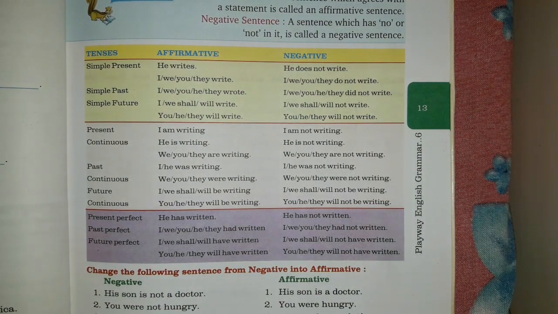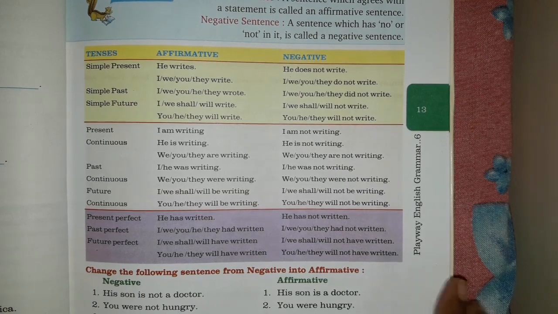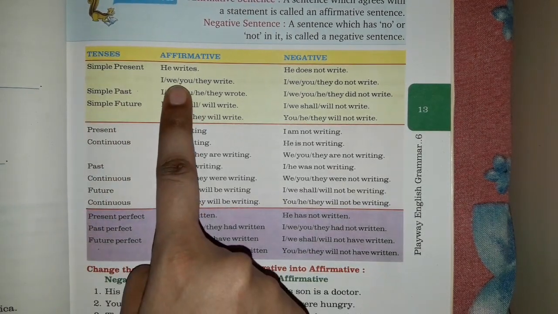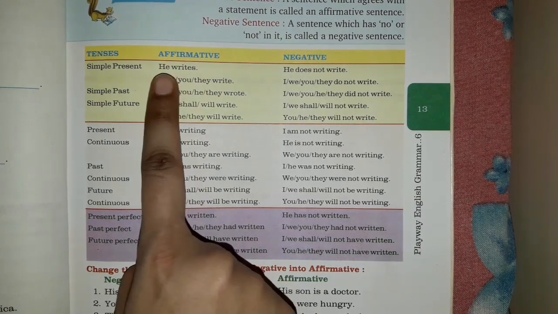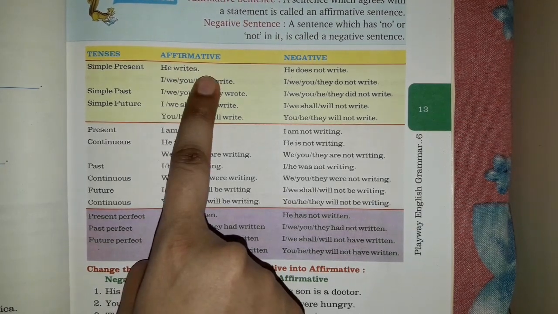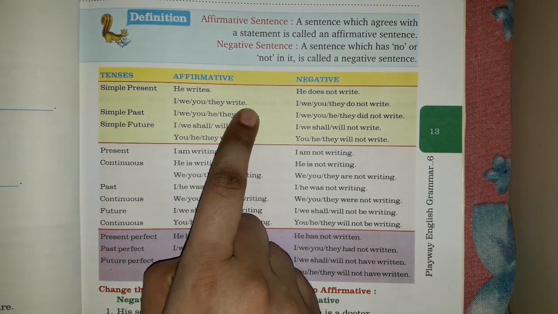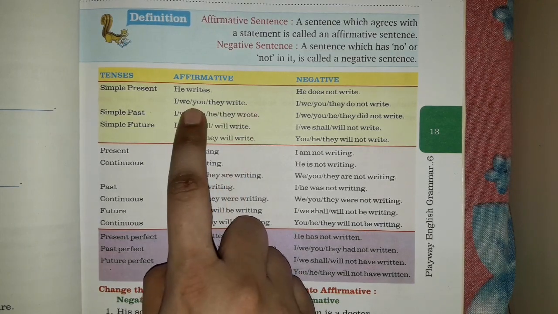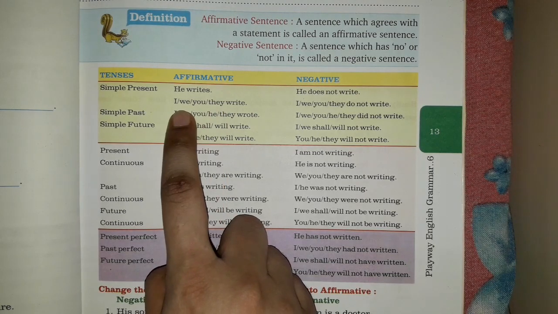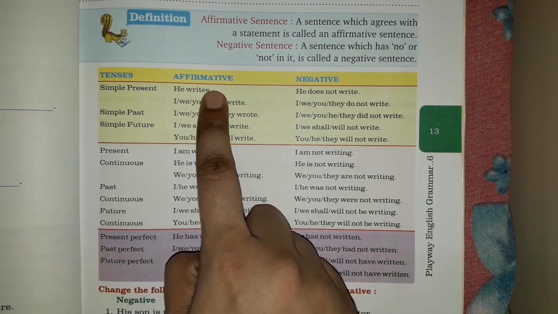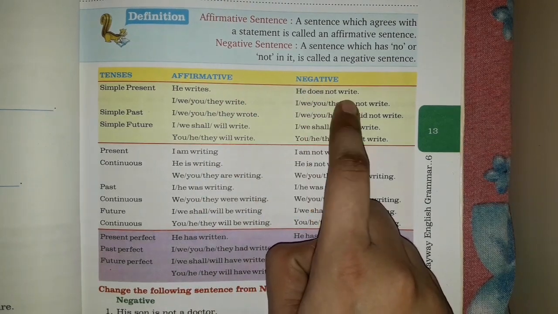Let's come back to the chapter. Now I will simply read the various kinds of sentences. Simple present, he writes. I told you why writes is coming, because this is singular, so the verb will have s in it. You, they write. Why write here? Write is mentioned here because these are plural words, and whenever you have plural words in verb, you remove s. So let's say he writes, negative will be he does not write.